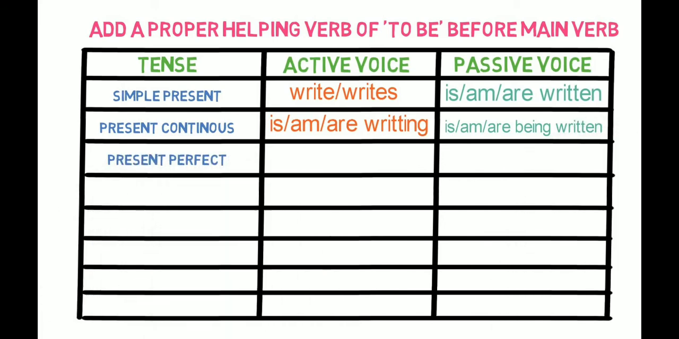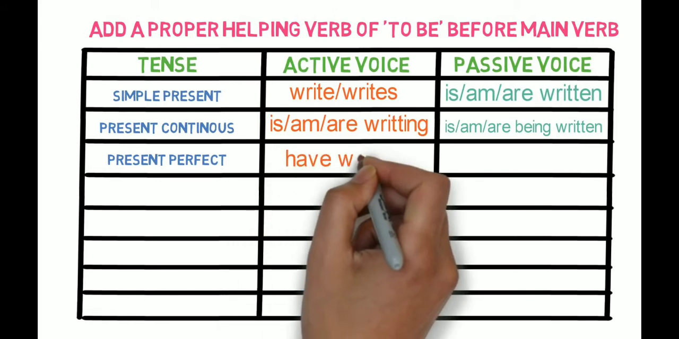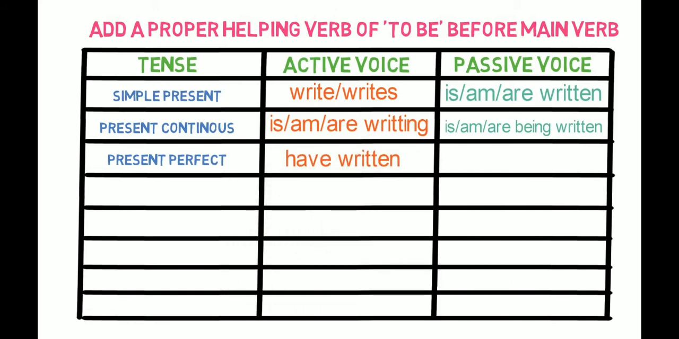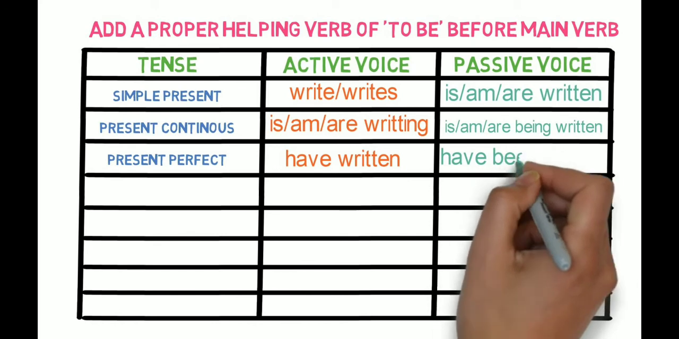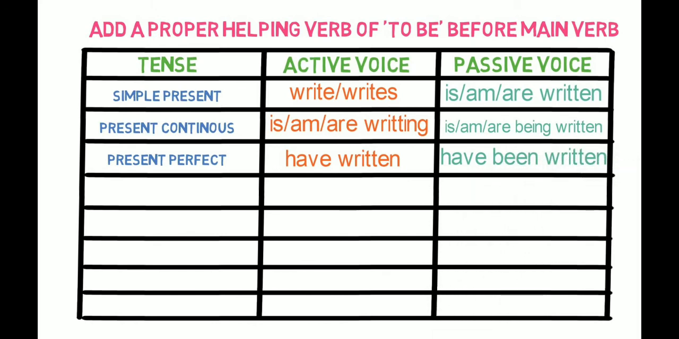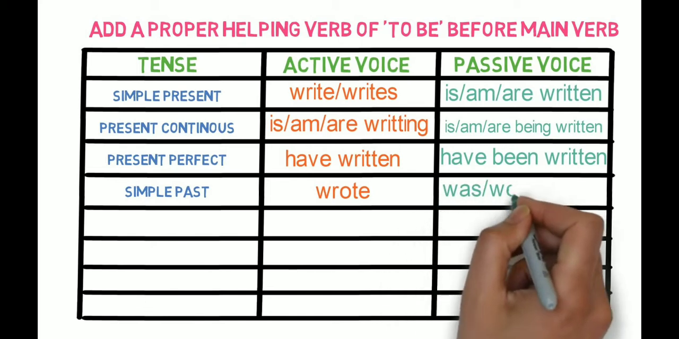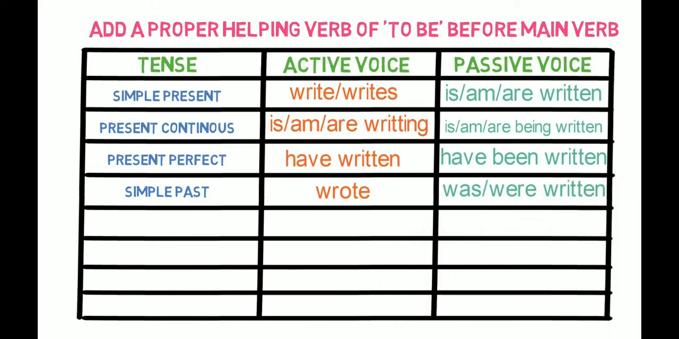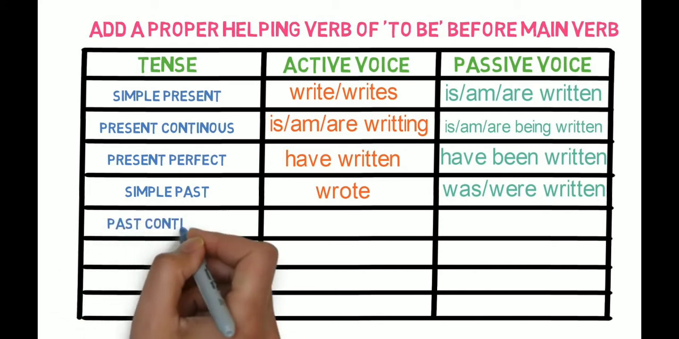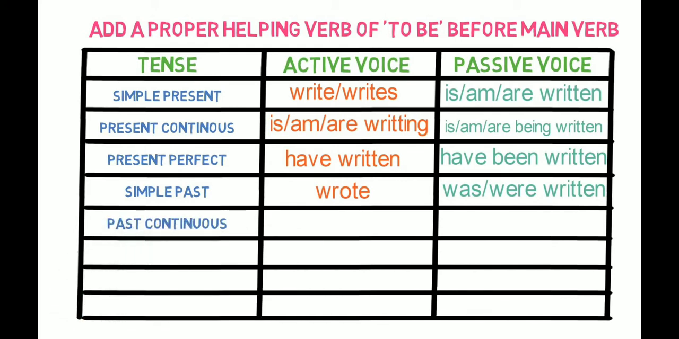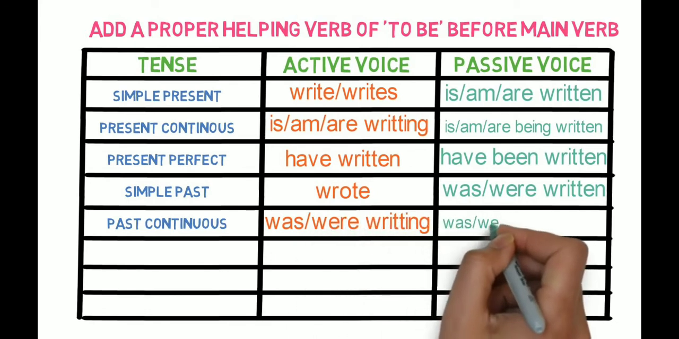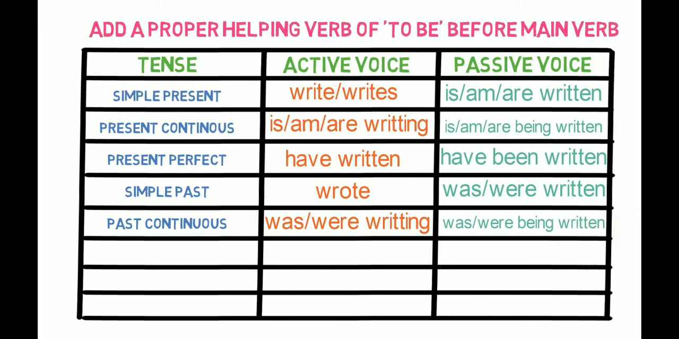Present perfect tense in active voice we use have written, while in passive voice we add been helping verb after have and written. For simple past in active voice we use wrote, which is verb's past form, while in passive voice we add was or were helping verb and verb's third form written. Past continuous tense in active voice we use was or were writing, while in passive voice, we add being helping verb after was, were and written.